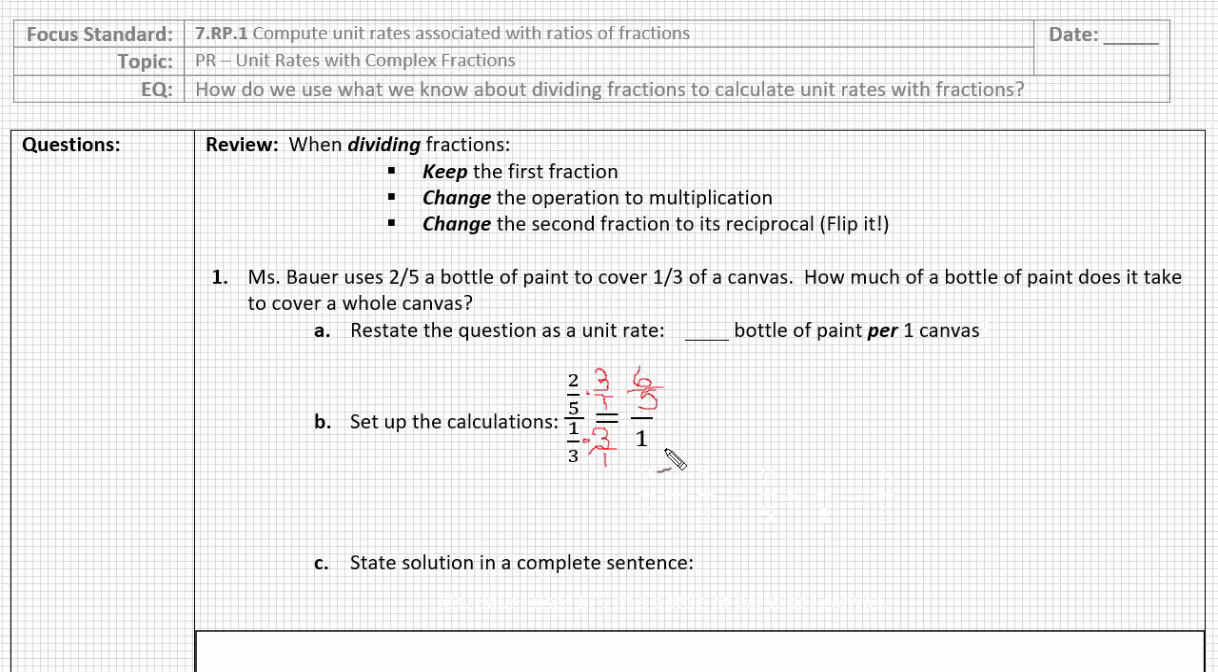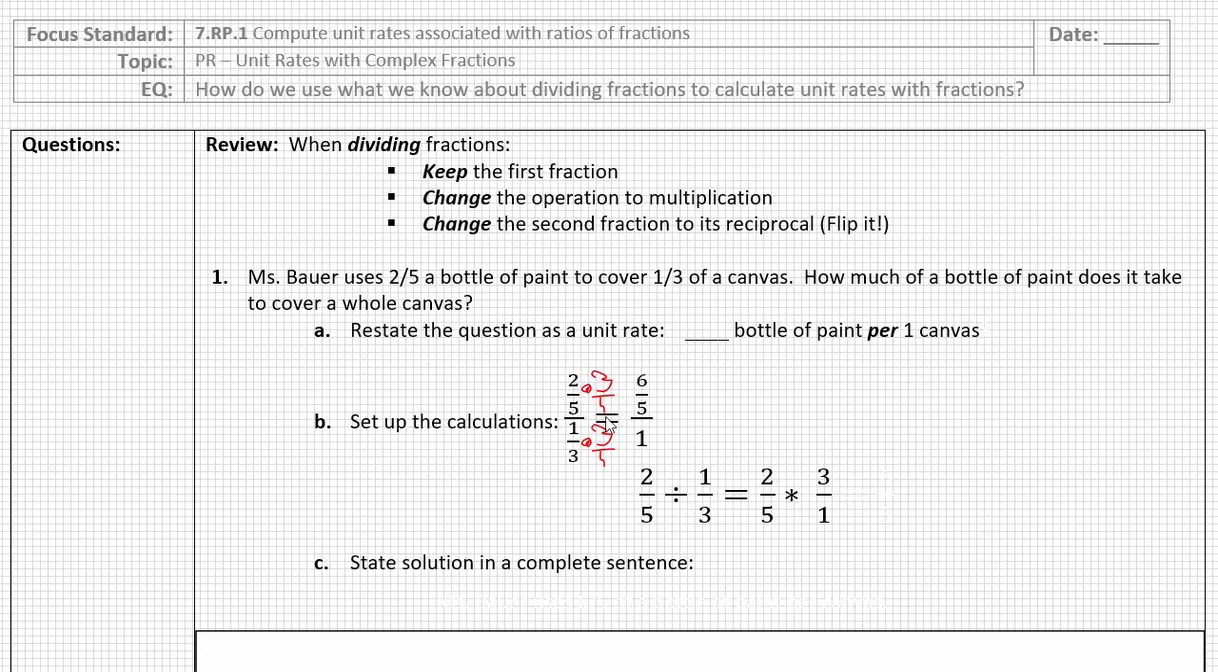But I want you to think about it another way too. We wrote our setup this way, where it was 2/5 of a bottle of paint divided by 1/3 a canvas. We could have also written it this way, and following the rules for dividing fractions, we would keep the first fraction, change division to multiplication, and flip our second fraction. So it would become this problem. Well, notice that that's exactly what we ended up doing right here.